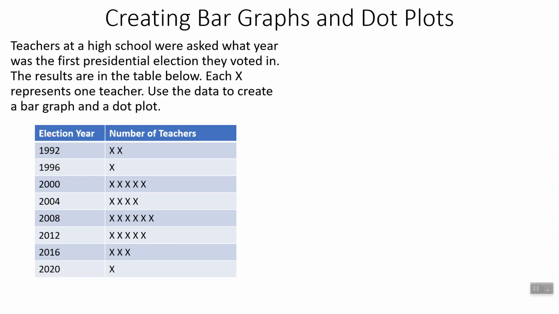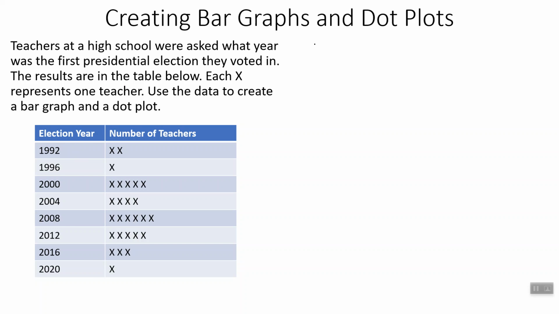All right, so creating bar graphs and dot plots. Teachers at a high school were asked what year was the first presidential election they voted in. The results are in the table below. Each X represents one teacher. Use the data to create a bar graph and a dot plot. So let's make a bar graph first.